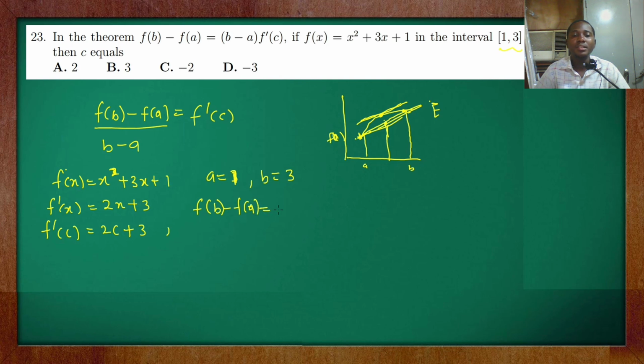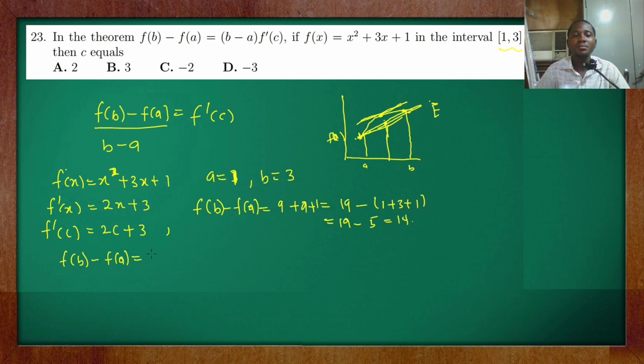Okay, my f of b minus f of a is just simply, if I substitute 3 inside this place, that means I'm going to have 9 plus 9 plus 1. That means 9 plus 9 is 18 plus 1 is 19. So I have 19 minus, if I substitute 1, I'm going to have this to be 1 plus 3 plus 1. That's just 19 minus, this is 4 plus 1, that's 5. That means I have this to be 14.